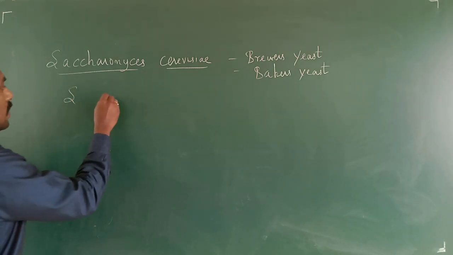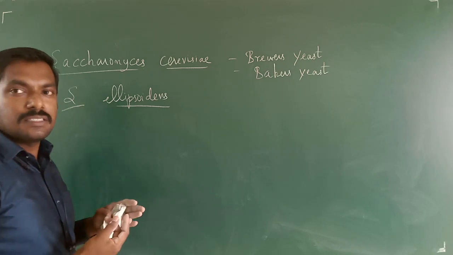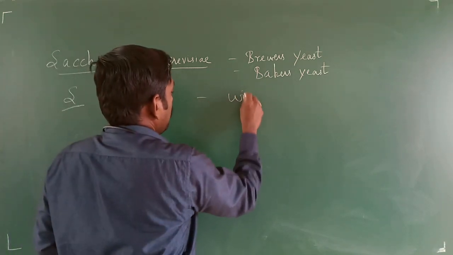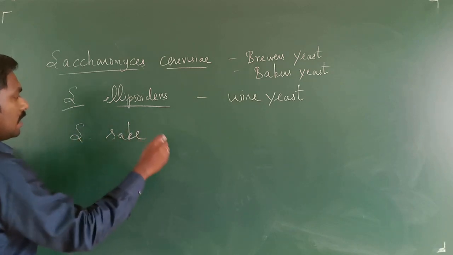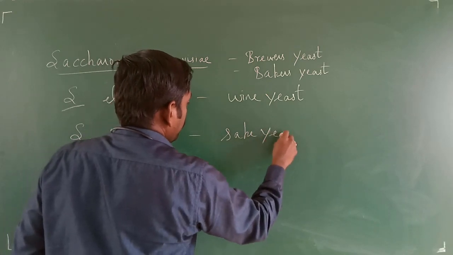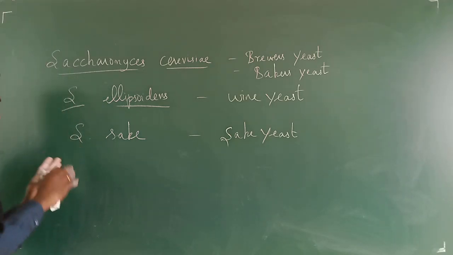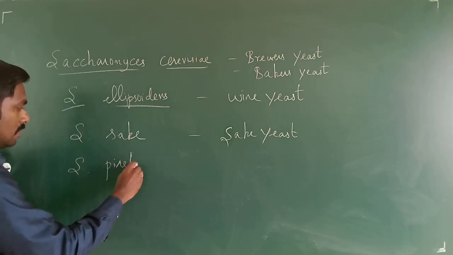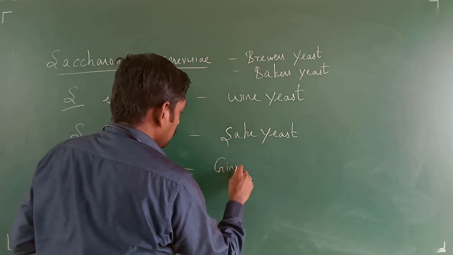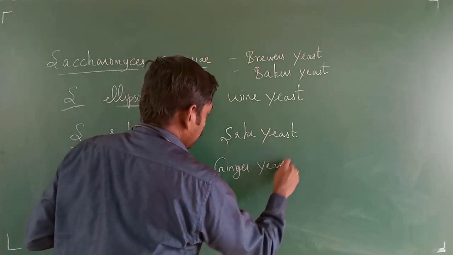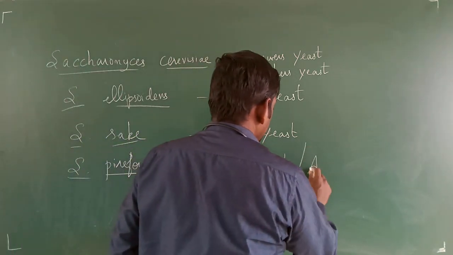Then you have Saccharomyces ellipsoideus, which is called the wine yeast, because you get wine from Saccharomyces ellipsoideus. Then you have Saccharomyces sake, called the sake yeast. Then you have Saccharomyces pyriformis, which is called the ginger yeast or ale yeast.